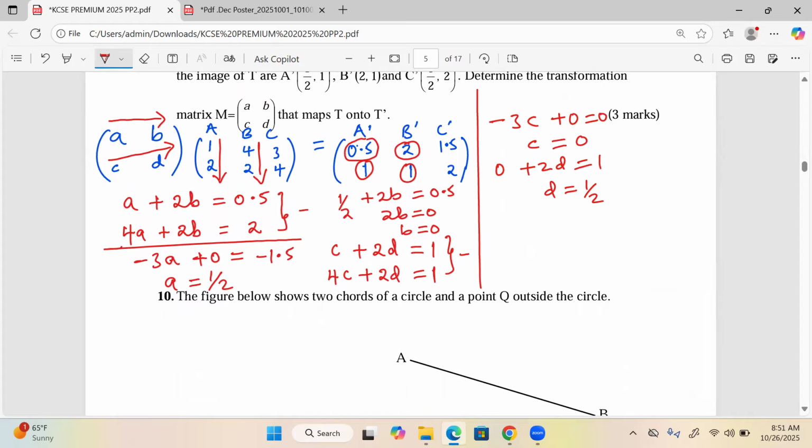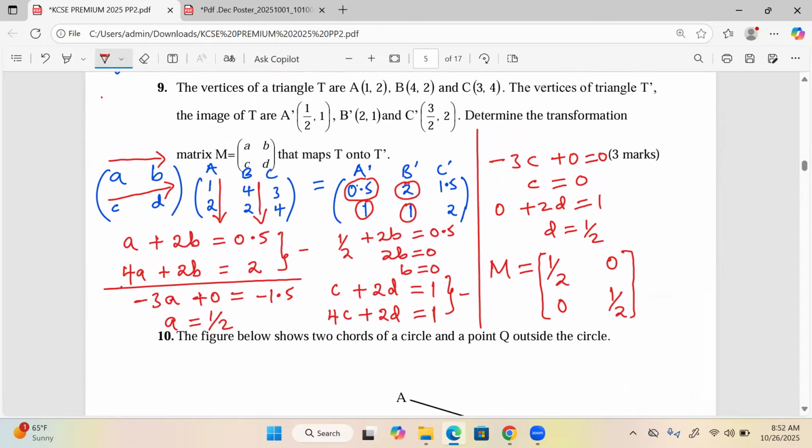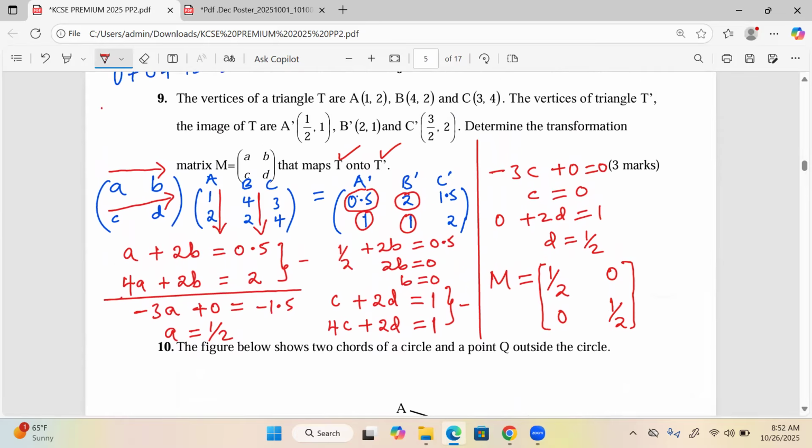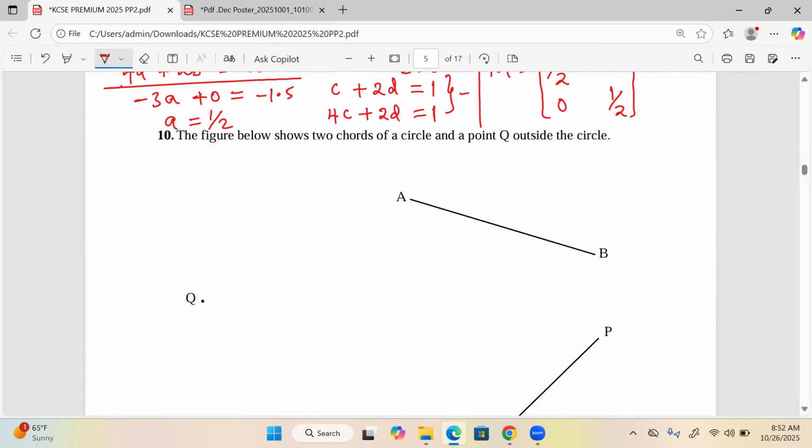So with C, D, A, B, we can now write our matrix M as the value of A, half, the value of B, 0, the value of C, 0, the value of D, half. So that is the matrix of transformation, which was responsible for mapping T onto T prime. Very good question. Number 10, let's look at number 10, ladies and gentlemen.